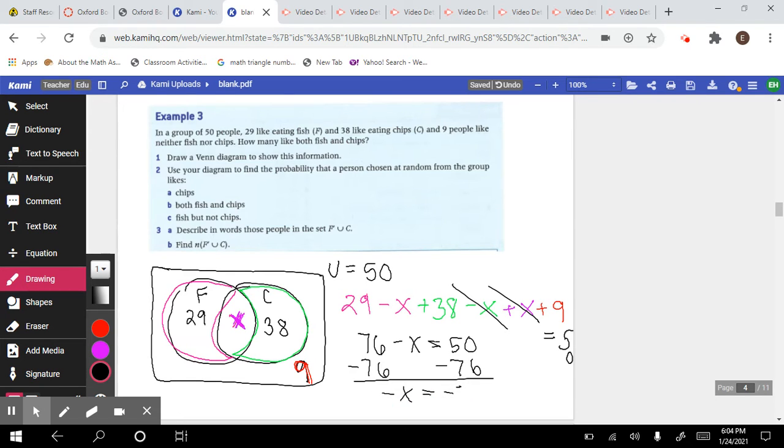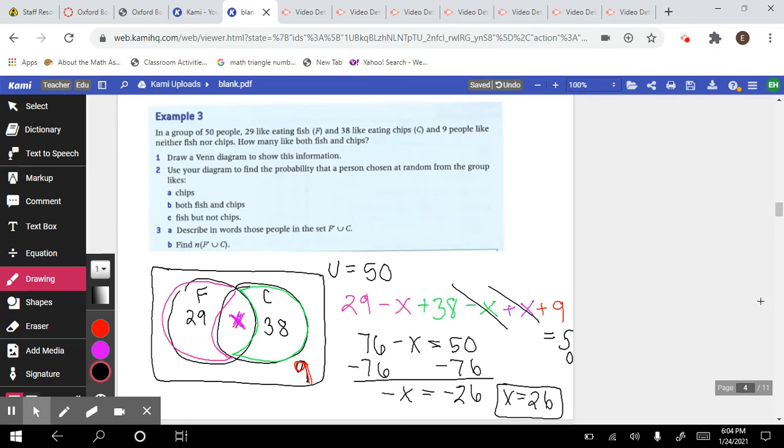Ooh, 14, I think. Let me double check, make sure I'm not going to tell you the wrong thing. Whoa, nope, wrong. 26. So X equals 26. That's how many are going to be in the middle.